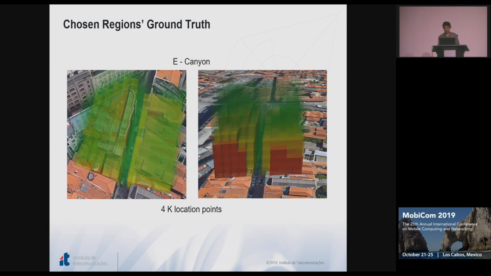The fifth region was chosen to be a worst case scenario. So it's an urban canyon with a single lane road, very narrow streets with buildings on both sides, and a very, very small data set with only 4,000 points collected in there.